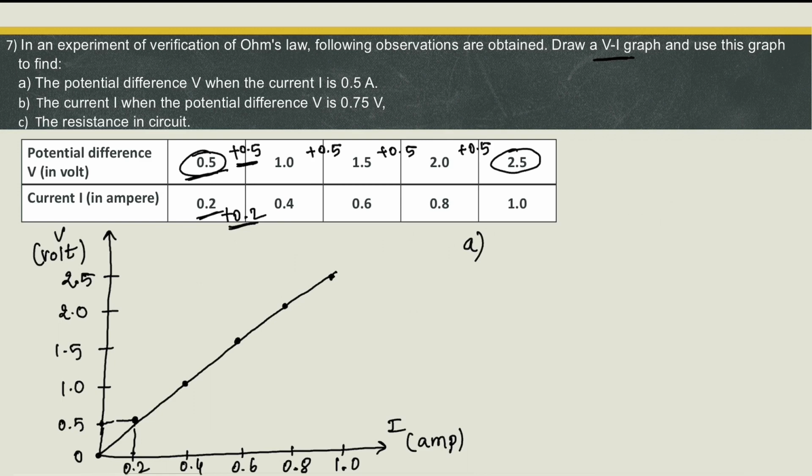Now based on this graph we can answer the questions. Potential difference V when the current is 0.5 ampere. So current 0.5 ampere will be somewhere here, the middle point of 0.4 and 0.6. So from there we can draw a vertical line that intersects with the graph, and then we can find out corresponding value on y-axis. So 0.5 is the midpoint of 0.4 and 0.6. Alright. So the corresponding value of voltage will also be midpoint of 1 and 1.5, which is 1.25 volt. So voltage is 1.25 volt.